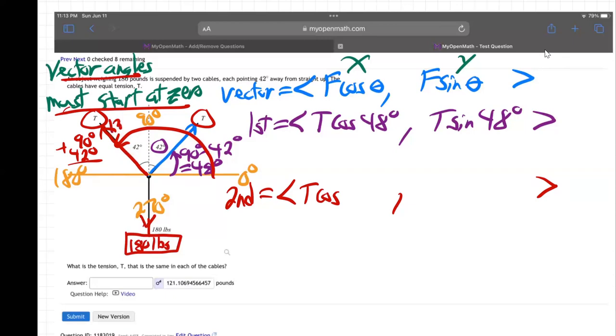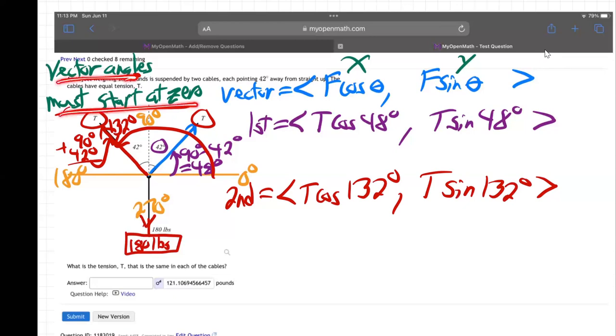This one must be at 132 degrees. So this is 132 degrees. T sine 132 degrees. That's the part that usually tricks people. Are you tracking with me on that?